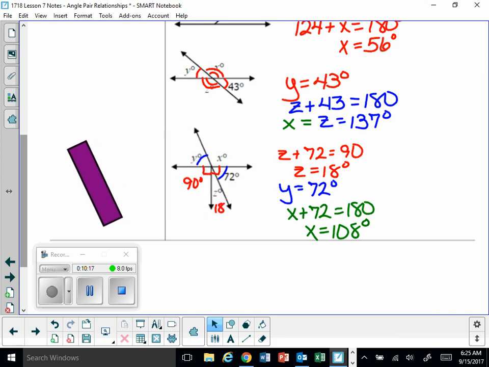The order that you find your angle pair relationships in really doesn't matter. It all comes down to which angle pair relationship you see first. I like that about geometry because there's more than one way to solve something.